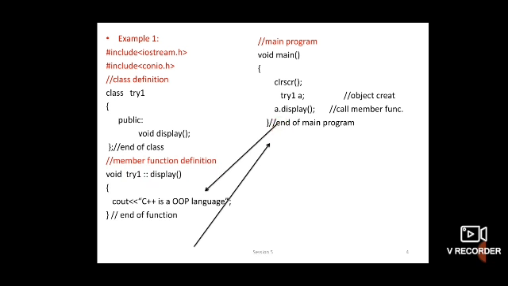You notice the output: C++ is an OOP language. Did you understand how to run it? Now see one more example.